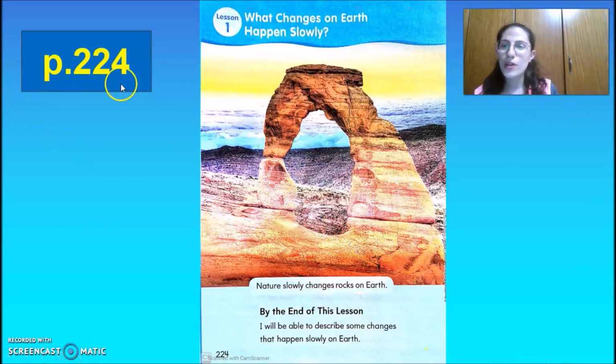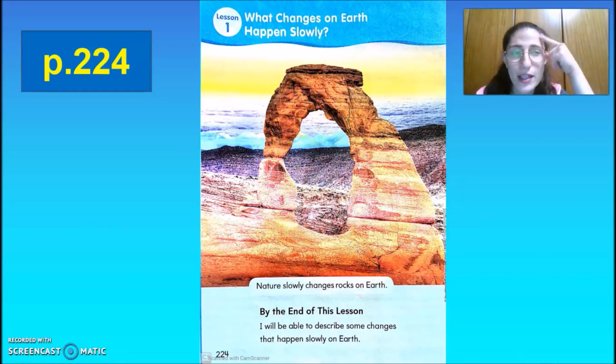We open our books to page 224, Lesson 1. What changes on Earth happen slowly? It means, what are the things that cause Earth's surface to change but need a lot of time to cause these changes? Let's find out. Take a minute to observe carefully, guys. How do you think this rock turned into this arch? How did it change into this arch?